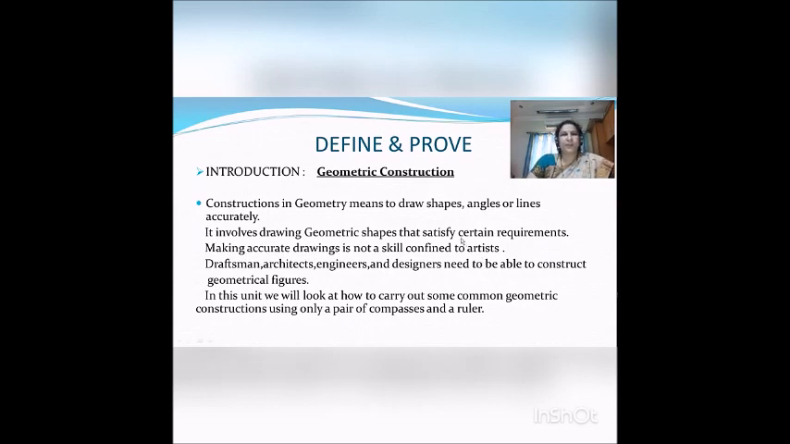Constructions in geometry means to draw shapes, angles, or lines accurately. It involves drawing geometric shapes that satisfy certain requirements. Making accurate drawings is not a skill confined to artists. Draftsmen, architects, engineers, and designers need to be able to construct geometrical figures. In this unit, we will look at how to carry out some geometric constructions using only a pair of compasses and a ruler.